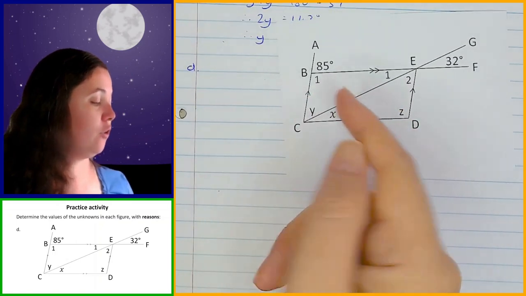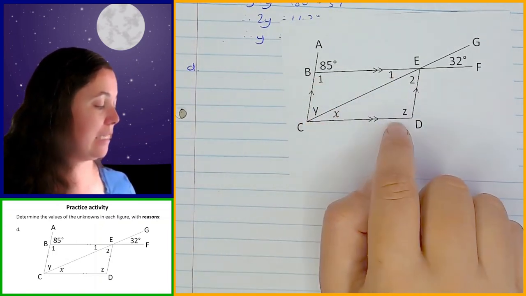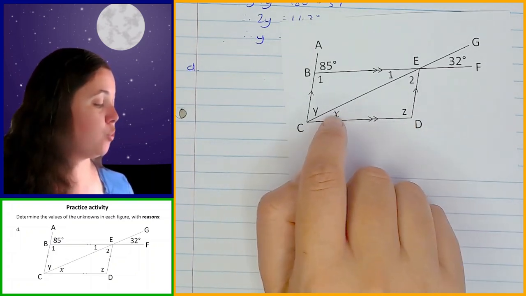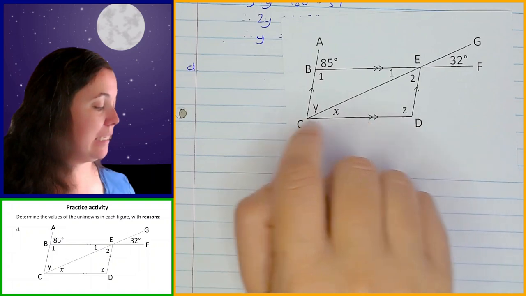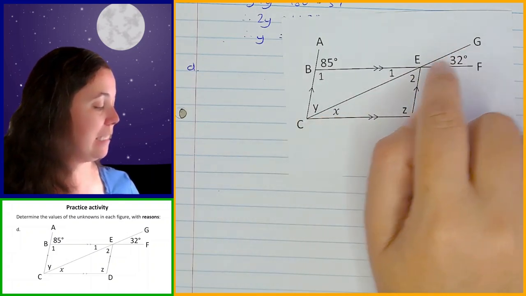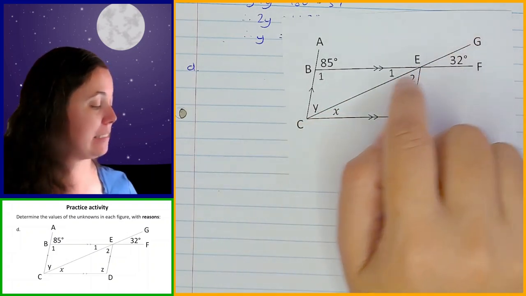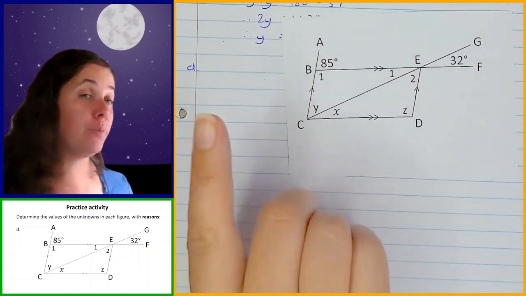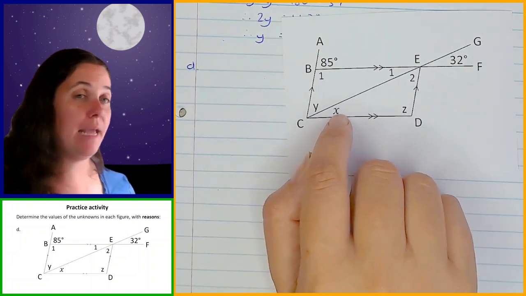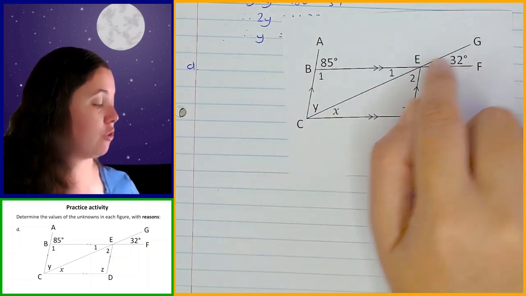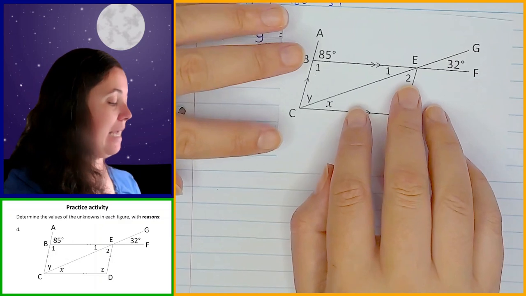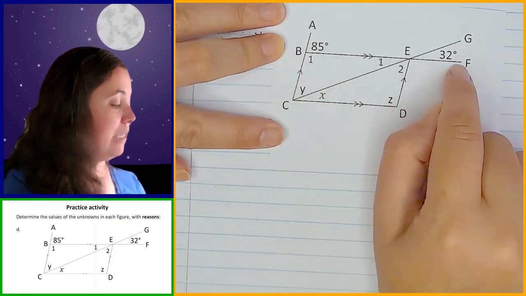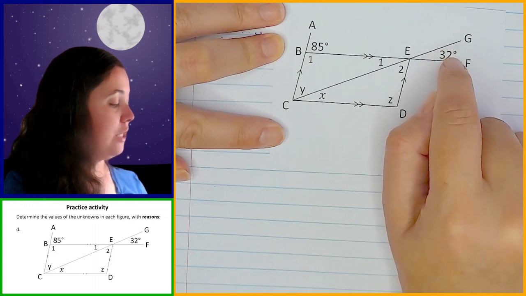Okay, because if you look at this line and that line as parallel lines, this is on CD, but it is not between CD and AC. It is between CD and CG. So CG is acting as the transversal in this one. AC could be a transversal, but in this case where I'm working with x, CG is going to be my transversal. So I need to find another angle that is on CG at the other parallel line, which is BF. And that is this angle over here, 32 degrees.